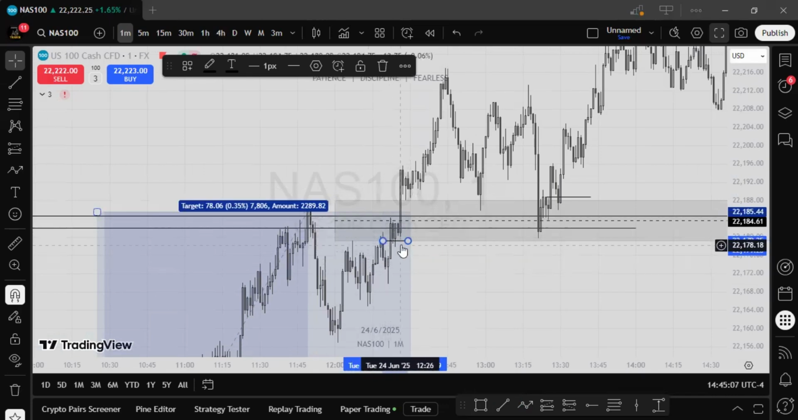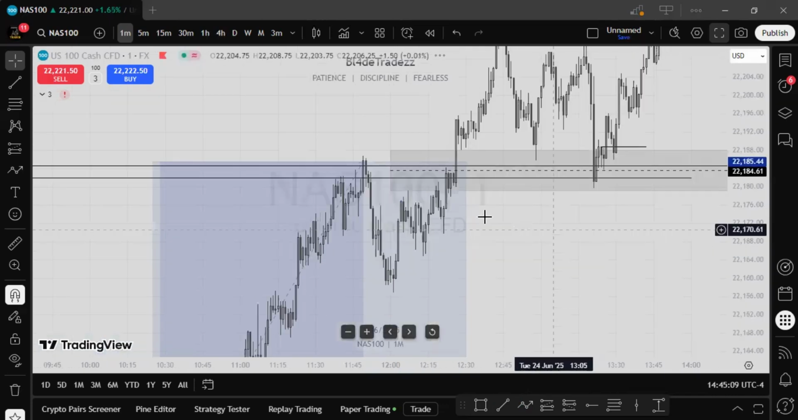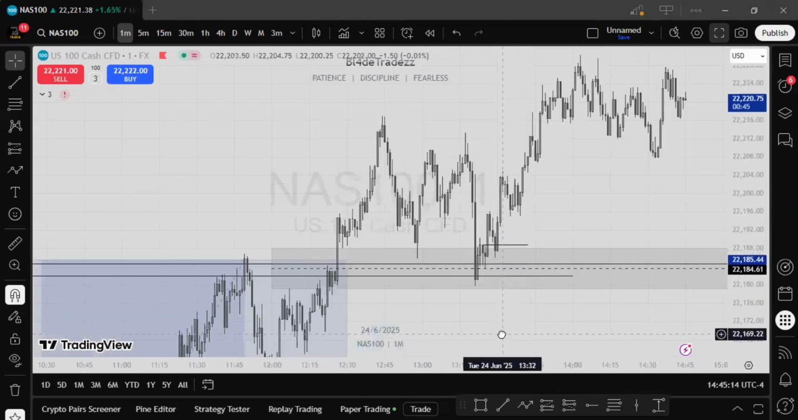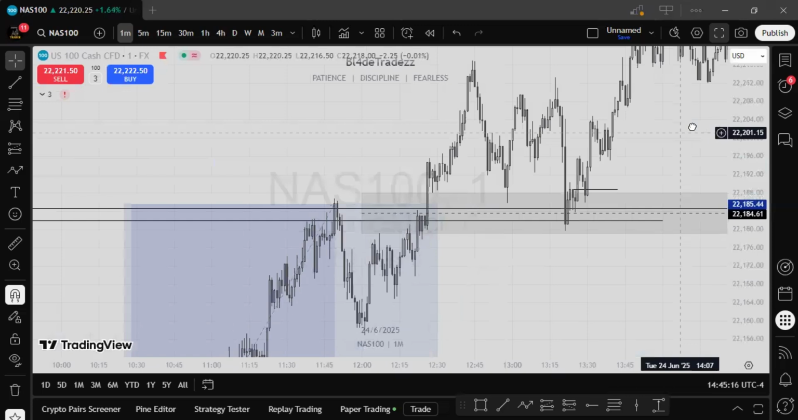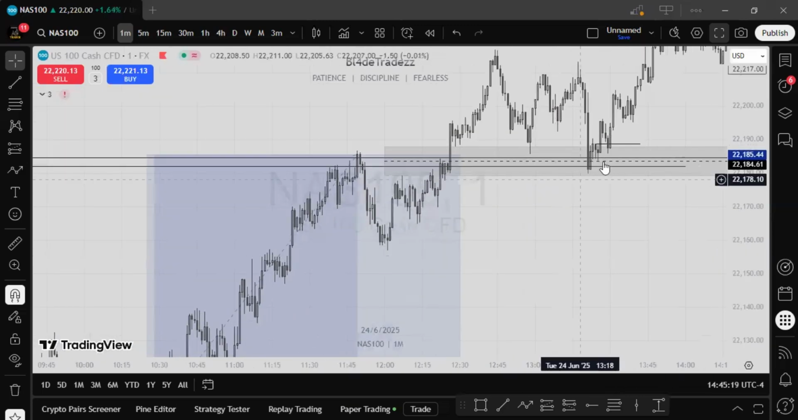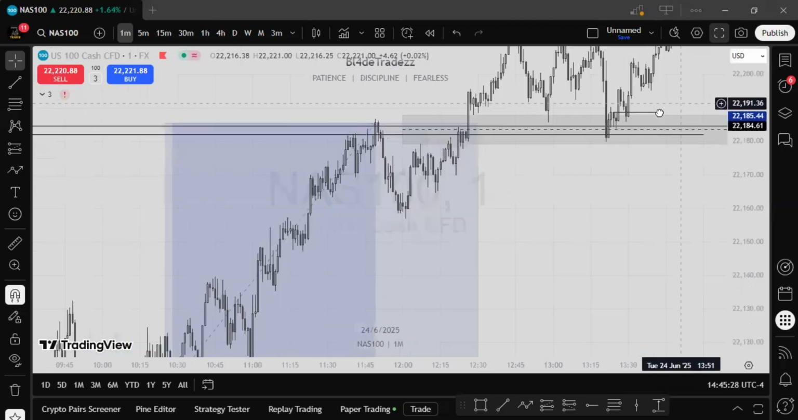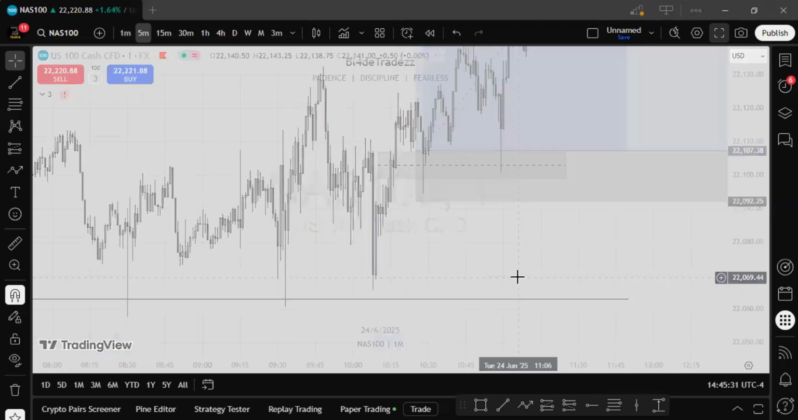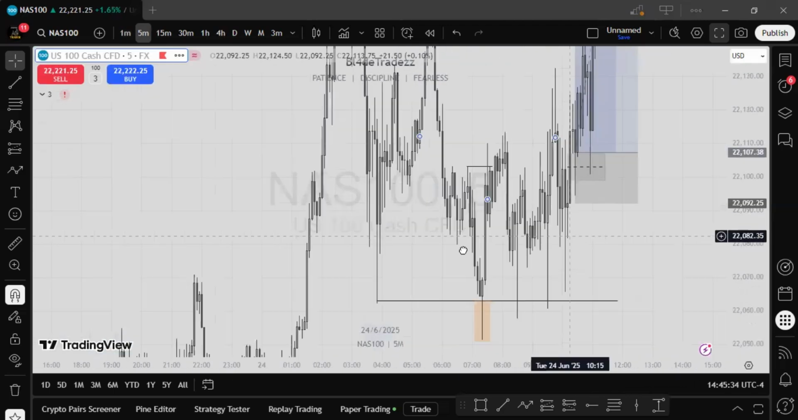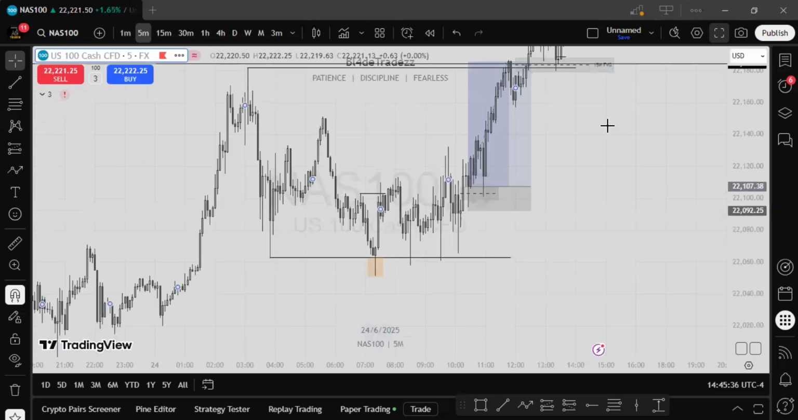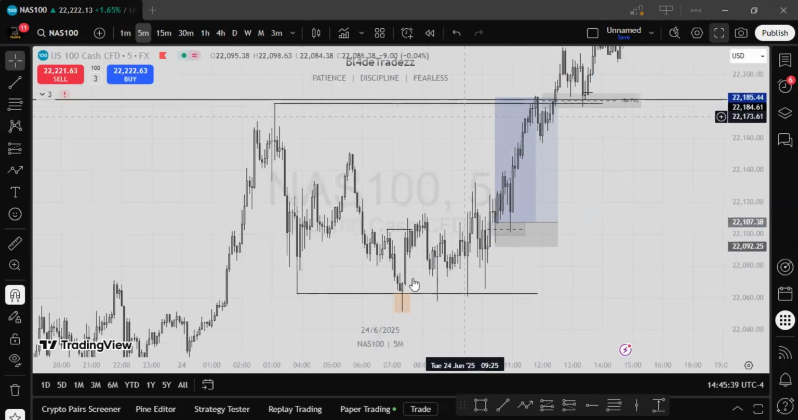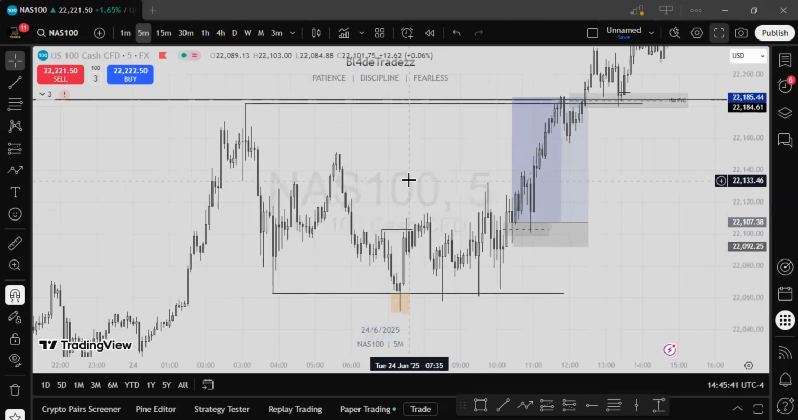So that's the only type of CISD I use. And when I use a breaker block, it's only when it aligns with a fair value gap also. But when it comes to these, I just wait for a reaction and then I use those consecutive candles as an order block, or I just use an inverse. But coming back to this trade here, this is the overall trade that you would have caught today.